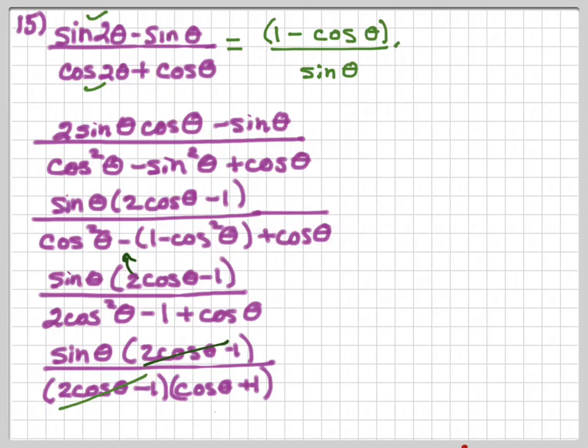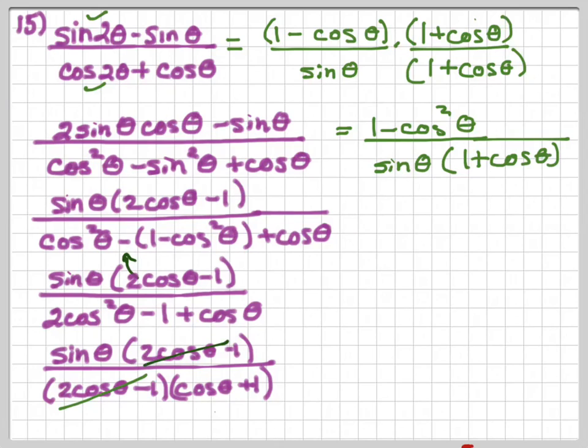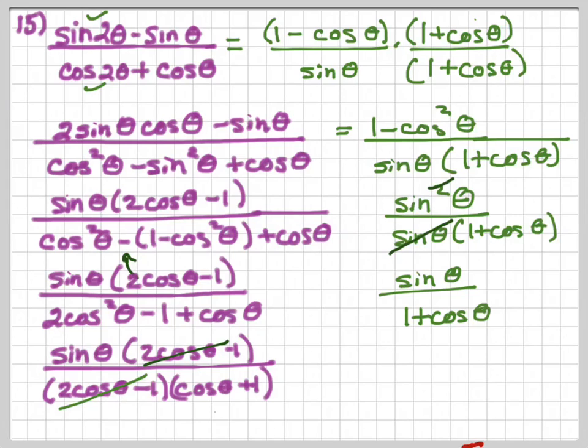Now I've maybe reached a little bit of an impasse, so I'm going to start working on the right-hand side. About the only thing that I can do here to make any major change is to multiply by the conjugate of the numerator, which is 1 plus cosine theta. So this is going to give me 1 minus cosine squared theta over sine theta times 1 plus cosine theta. And I'm going to change my 1 minus cosine squared theta to sine squared theta by my Pythagorean identity, over sine theta times 1 plus cosine theta. The sines cancel, leaving a sine in the top and a 1 plus cosine theta in the bottom, and that's what we're looking for to match that.